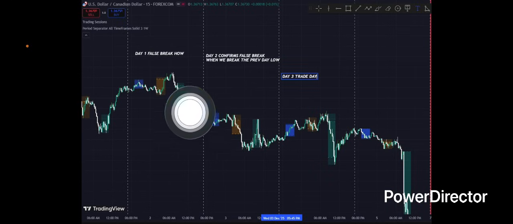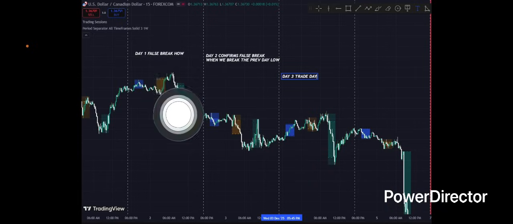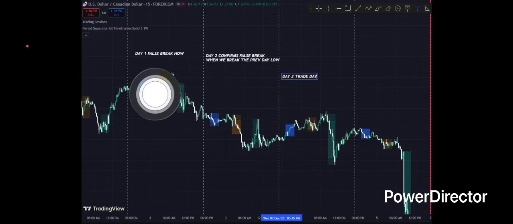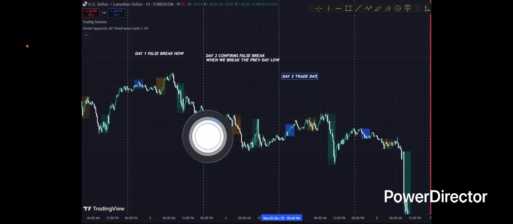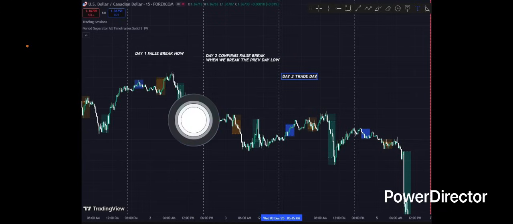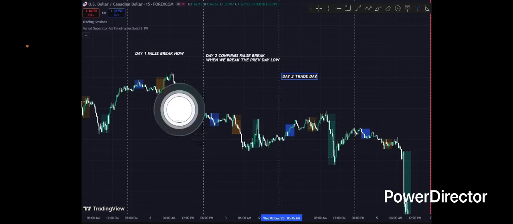Day two breaks Tuesday's low. Wednesday breaks out of Tuesday's low. And when that happens, that confirms day one as a false break at the high of the week. Okay. Just because this market broke out of Monday's high and then closed lower doesn't mean it's a false break. Okay. Because what does the market do? The market only does three things. It's going to break out and then pull back. We don't consider this a false break until the second day breaks the opposite side of the daily range.